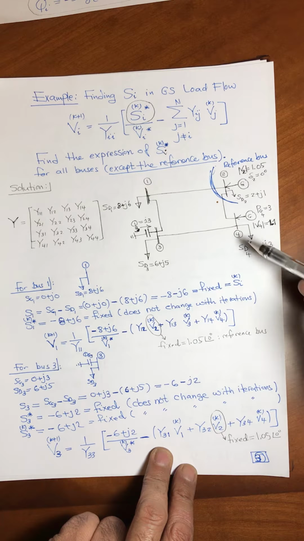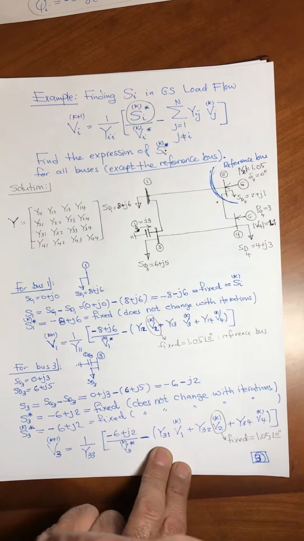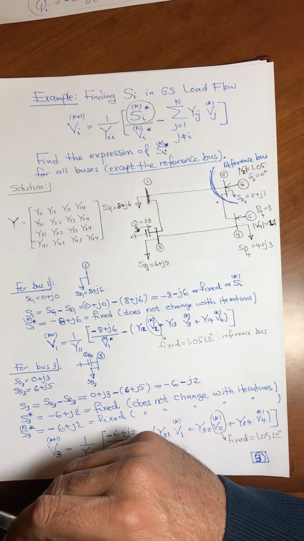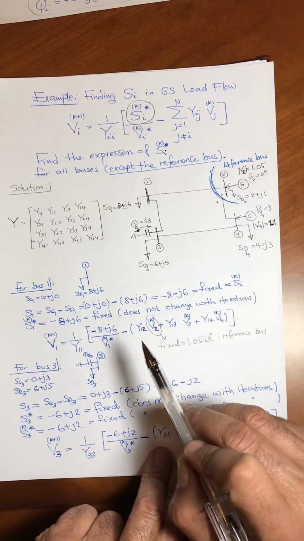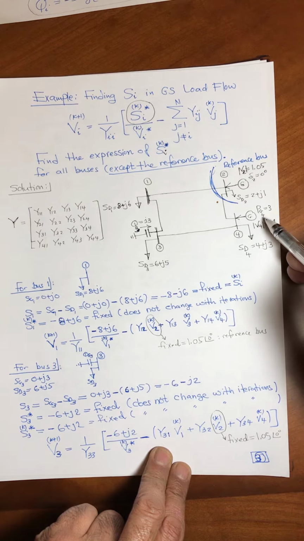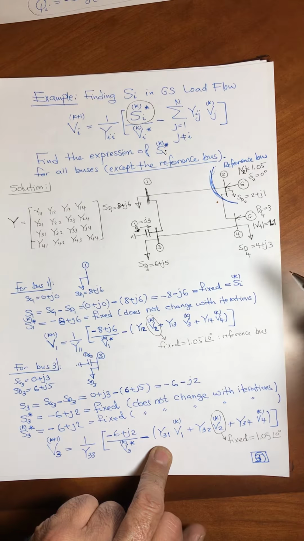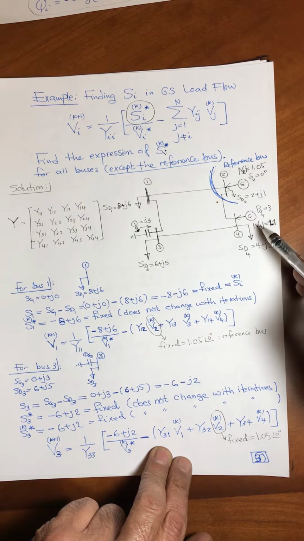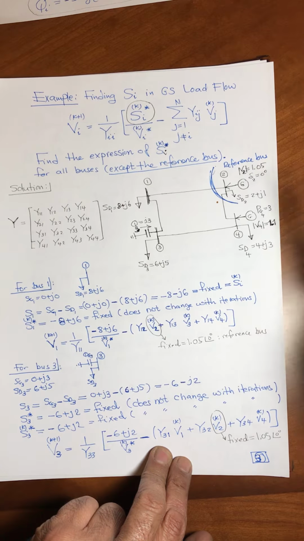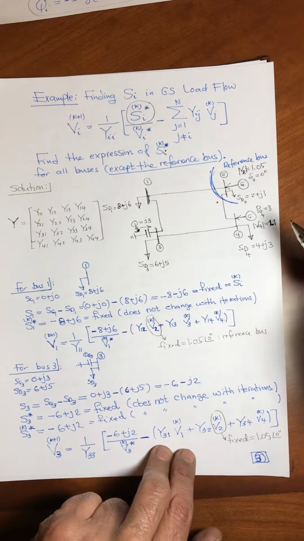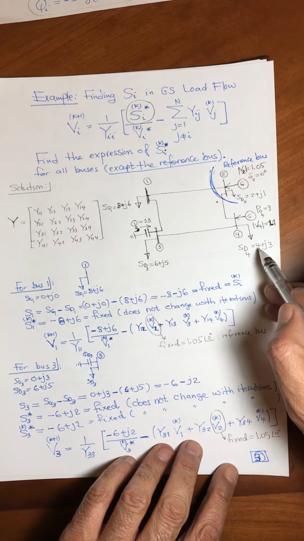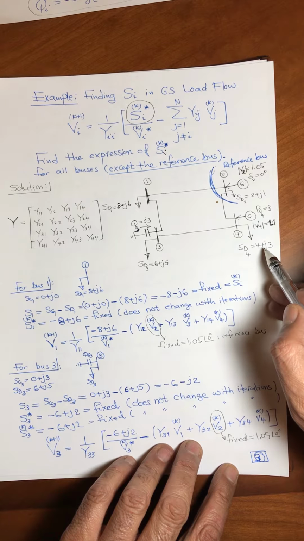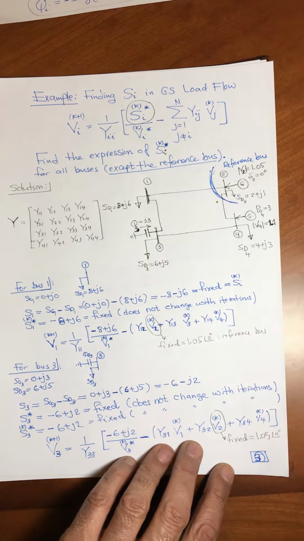Bus number 4 is a generator bus. Because it is a generator bus, BG4 is given, and because it's a generator bus, V4 magnitude is given, it's 1.1, and S demand at bus 4 is given by 4 plus J3.